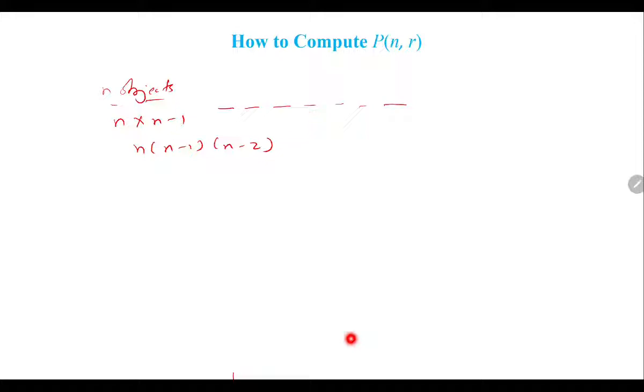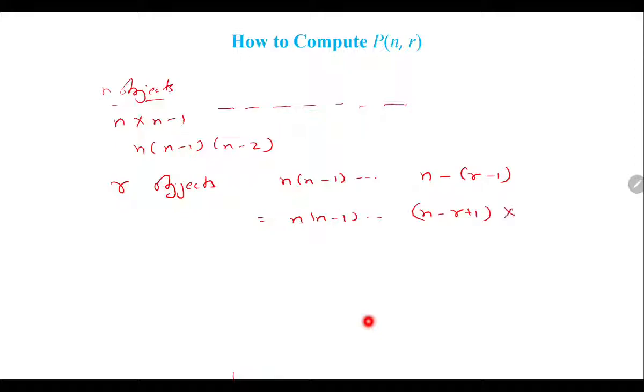This we have already discussed in the previous class. And if I have to choose r objects, then it becomes n, n minus 1, and so on, up to n minus r plus 1. I can multiply it by n minus r factorial and divide by n minus r factorial, which becomes n factorial by n minus r factorial. So a very simple formula: P(n,r) is equal to n factorial by n minus r factorial.